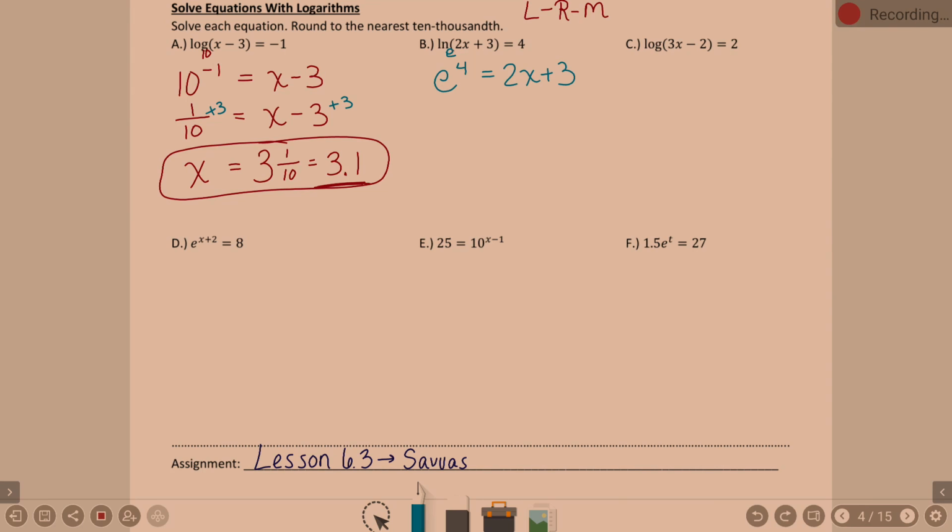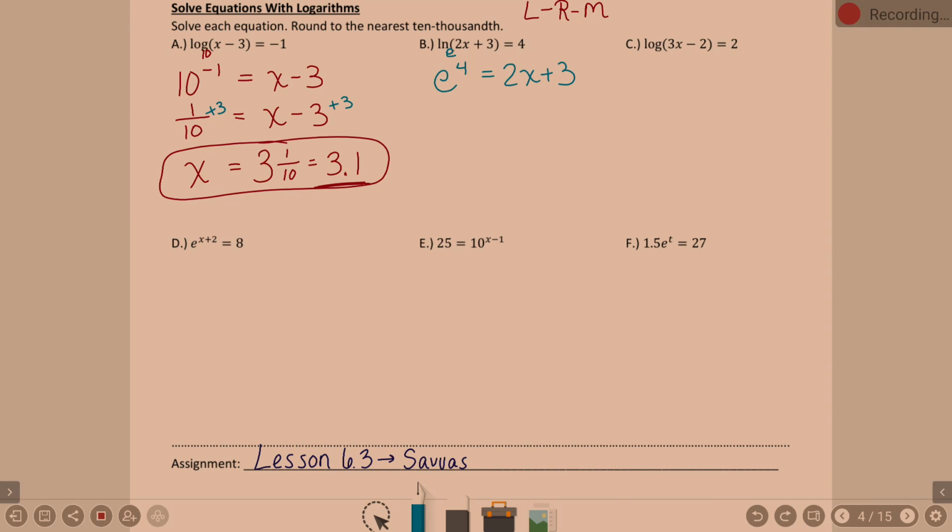Now, what do we know about e to the 4th? It's going to be some lovely decimal, yes? That's going to be a calculator thing. So here's what I'm going to do. In the end, yes, I'm going to have to figure out e to the 4th. My calculator's going to do that. For right now, because I don't want to write a big, long, messy decimal, I'm going to leave it as e to the 4th on my paper or on my screen.